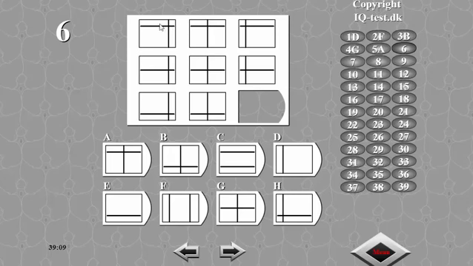Here, the horizontal line goes from top, middle, bottom, and the vertical line goes from right, middle, left. So we need left and bottom.